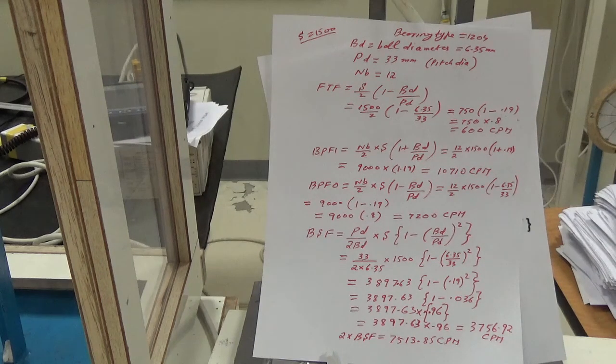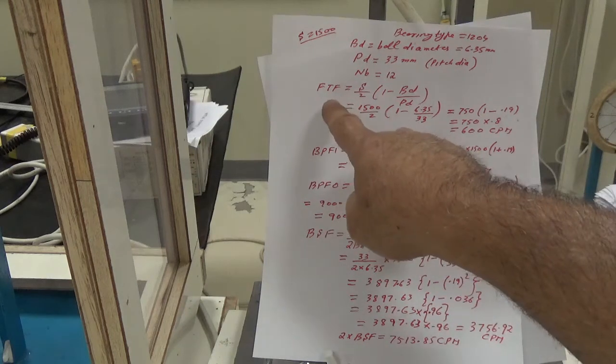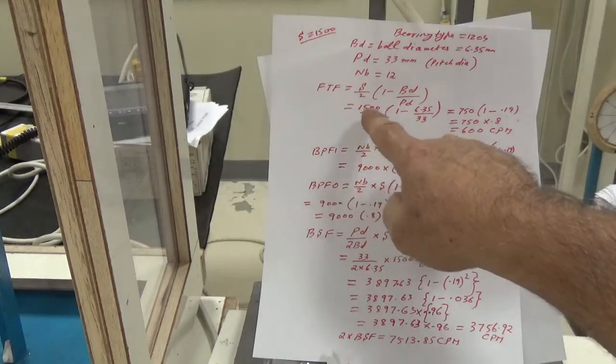Because when the machine is running, the balls are touching both the inner race and outer race. That's why I have multiplied the ball spin frequency, which I calculated, by 2. It was 3756.92. I multiplied by 2 and it became 7513.85.